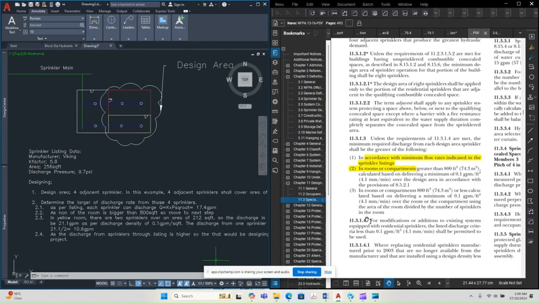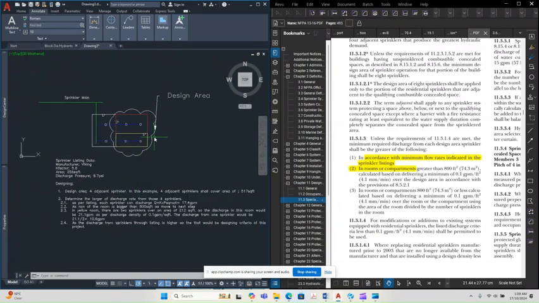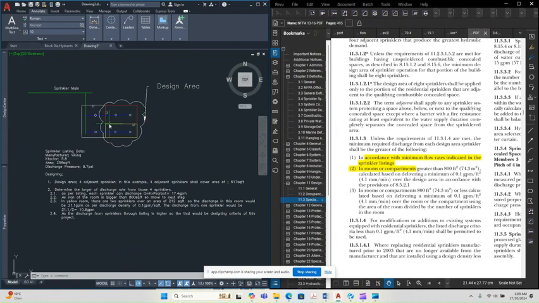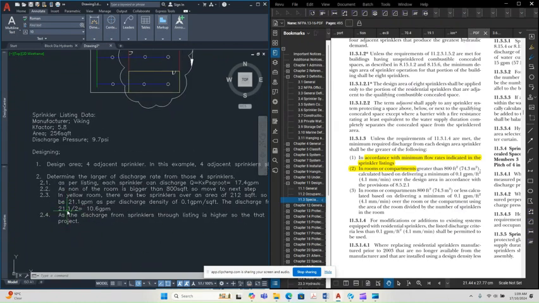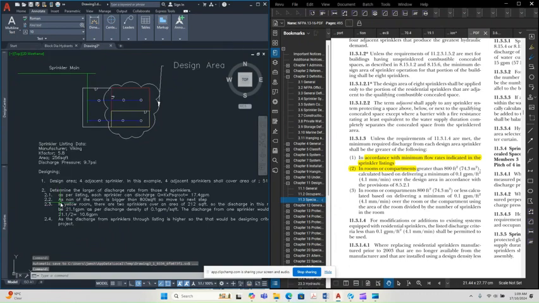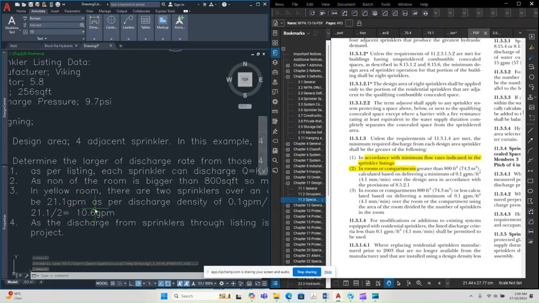How would it be? This clause says that you have to multiply the area of the room or compartment with the discharge density of 0.1 GPM. This will give you how much discharge there would be in this whole room, which as per calculation is 21.1 GPM. Because there are two sprinklers in this yellow room, from one sprinkler the discharge would be around 10.6 GPM.